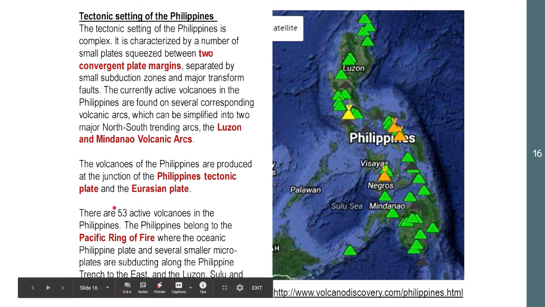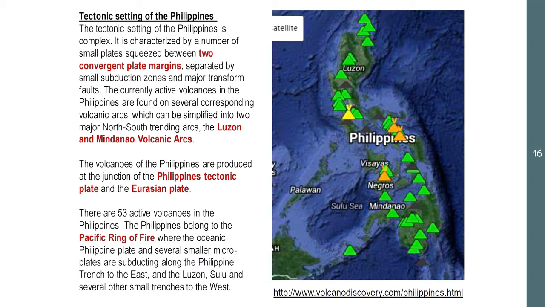There are 53 active volcanoes in our country, and because of that, we belong to the Pacific Ring of Fire, where the oceanic Philippine plate is subducting along the Philippine Trench to the east, and the Luzon and Sulu trenches and other small trenches to the west.